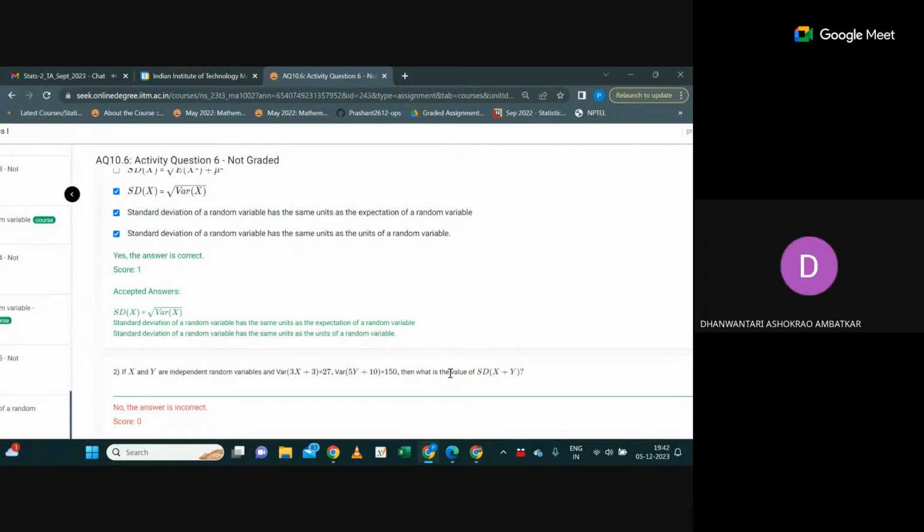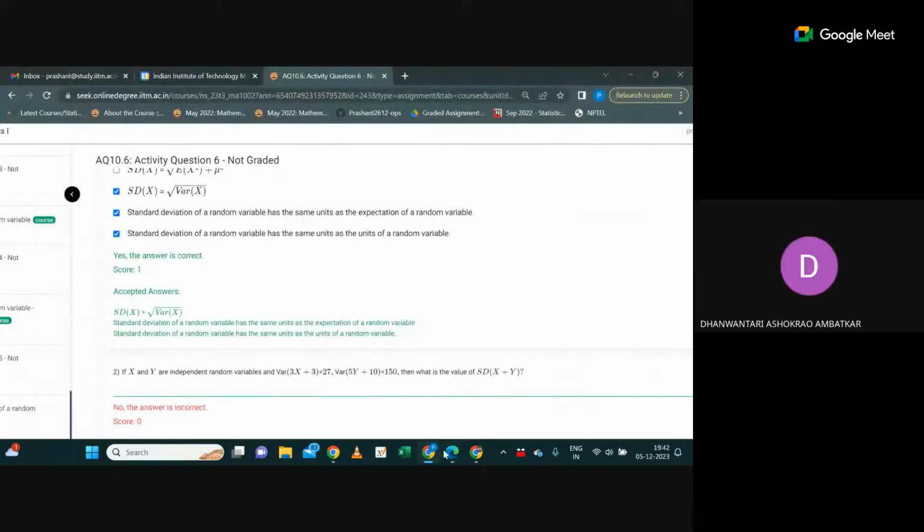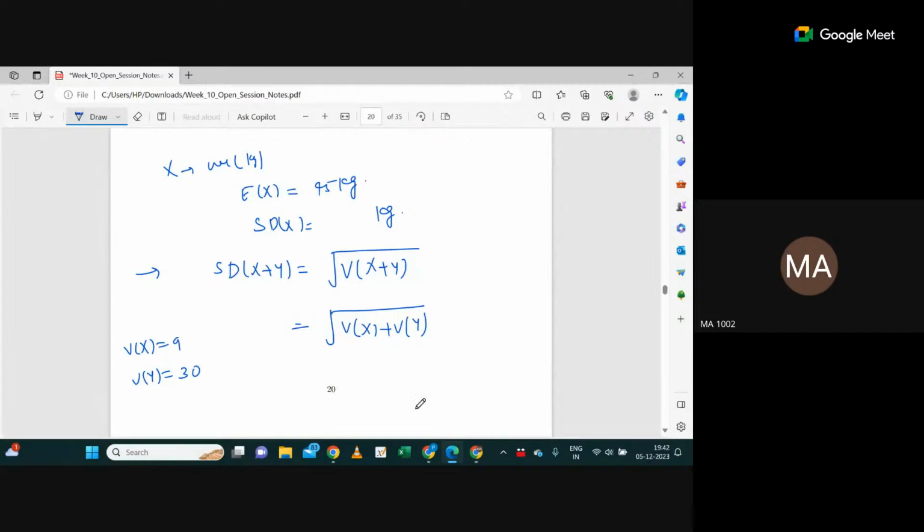9. The variance of X is 9, okay, and the variance of Y is 30. Okay, let's wait for others. 30. You have made a mistake. I will let you know what that mistake is.